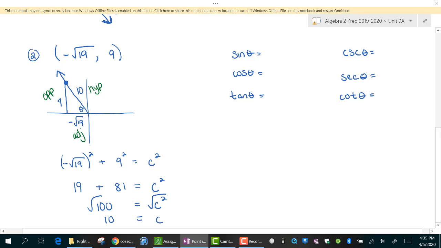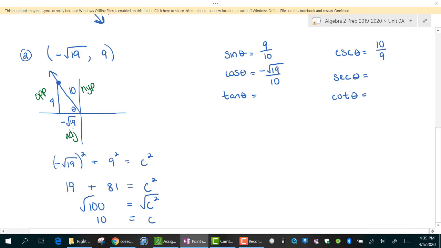So sine of theta, opposite over hypotenuse, is just 9 over 10. And that means cosecant is 10 over 9. Cosine, adjacent over hypotenuse, is negative square root of 19 over 10. And then secant is 10 divided by negative square root of 19.